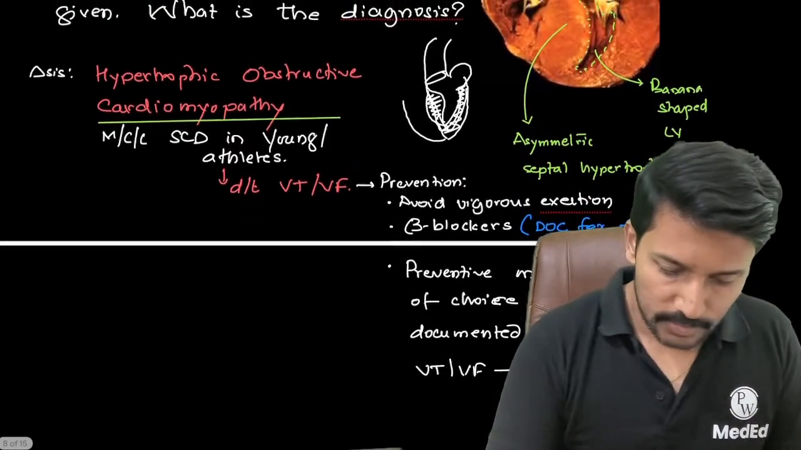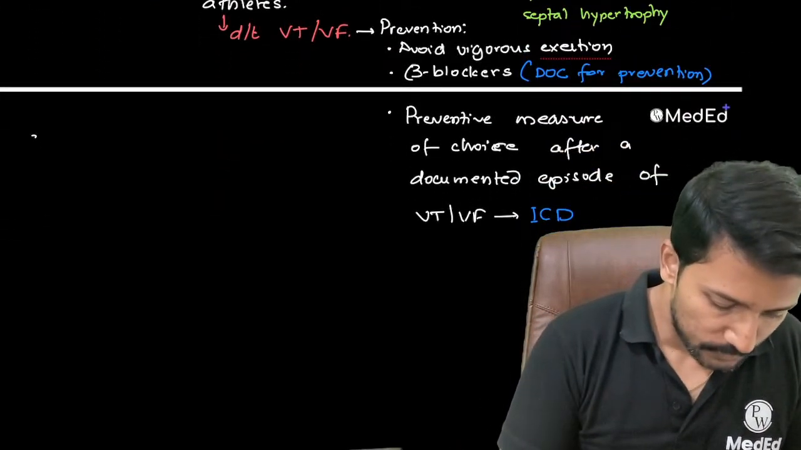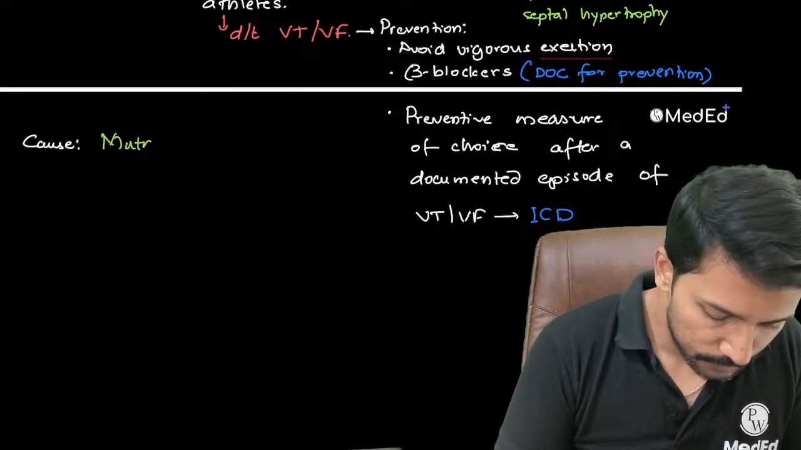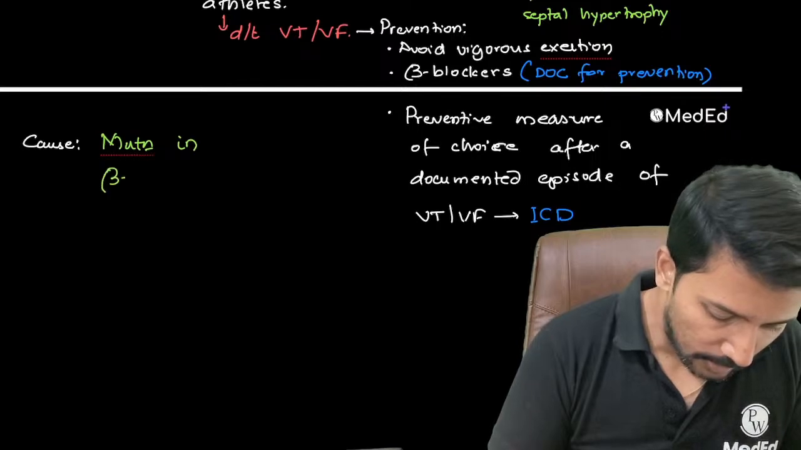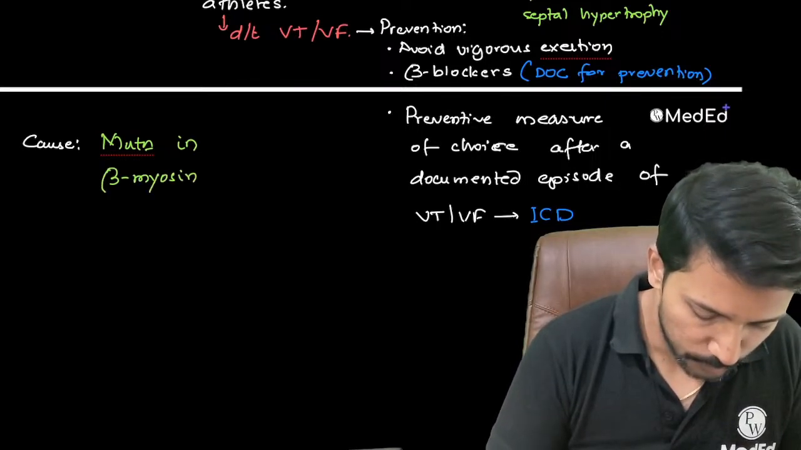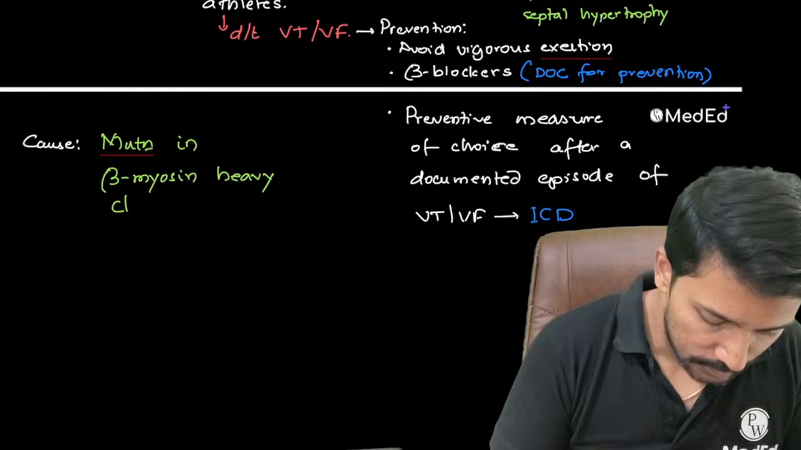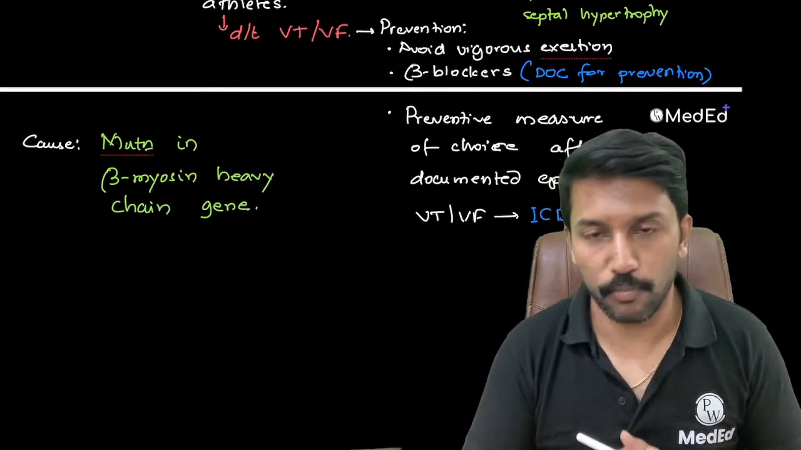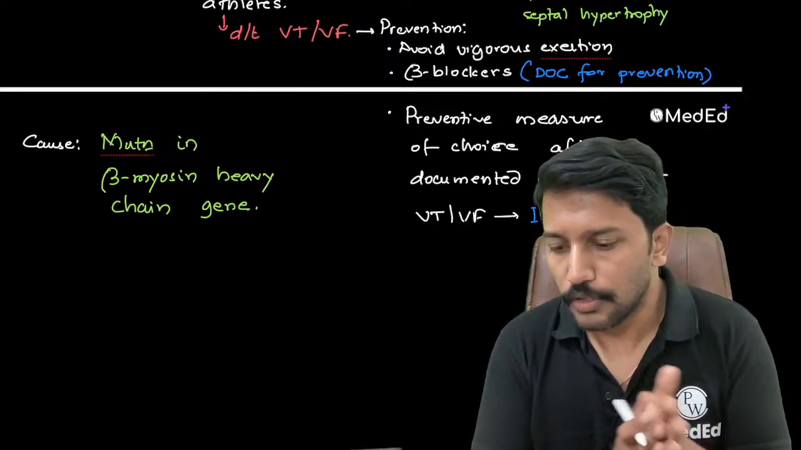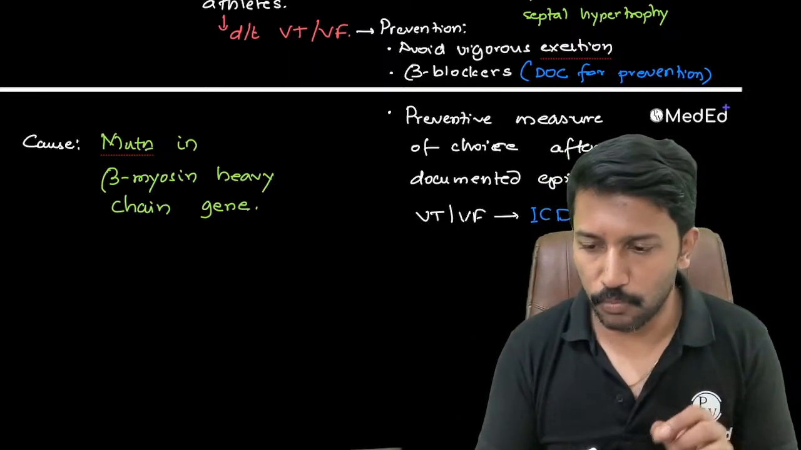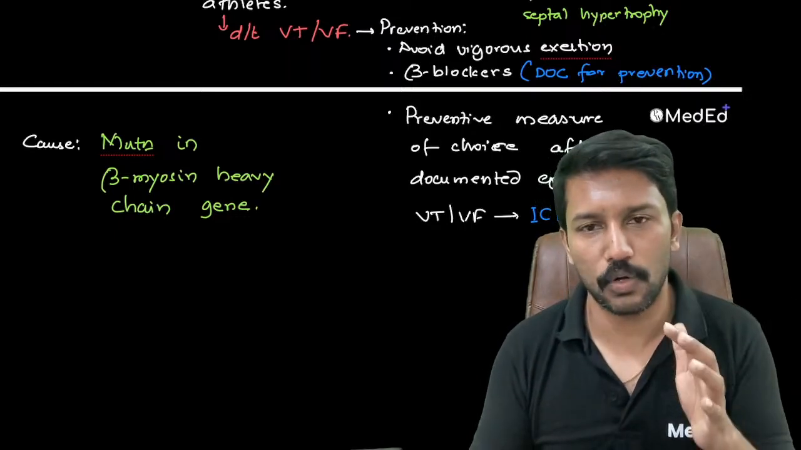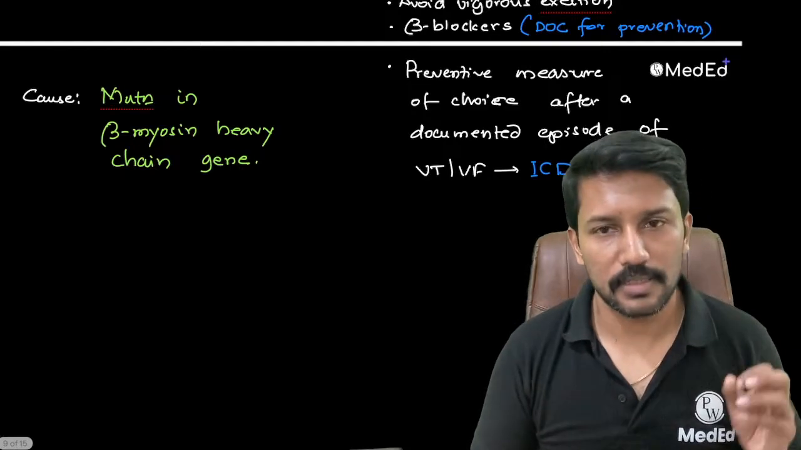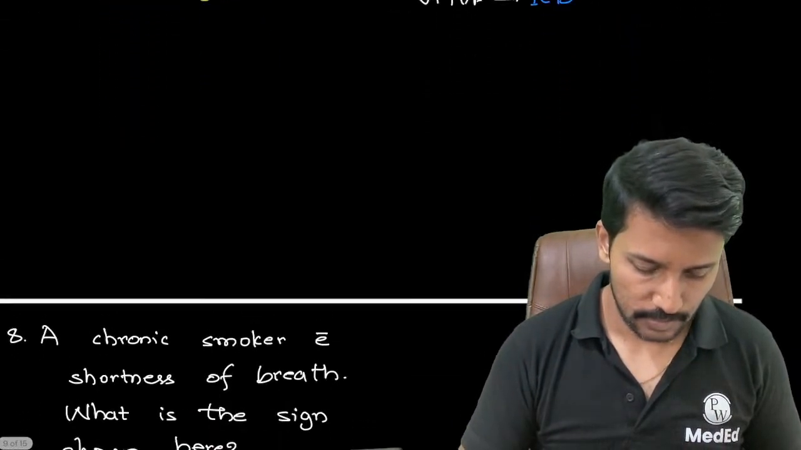Okay. I think some of you were commenting about the cause, right? The cause for hypertrophic cardiomyopathy is a mutation in the beta myosin heavy chain gene. The titin mutation usually leads to dilated cardiomyopathy. Sutapa Samantha, tomorrow we have a dedicated video module where we are discussing syncope, its causes and approach. So a mutation in the beta myosin heavy chain gene is the cause for developing hypertrophic cardiomyopathy.